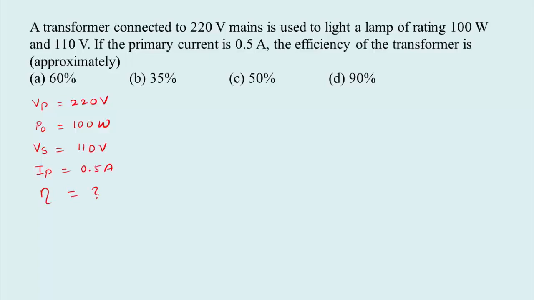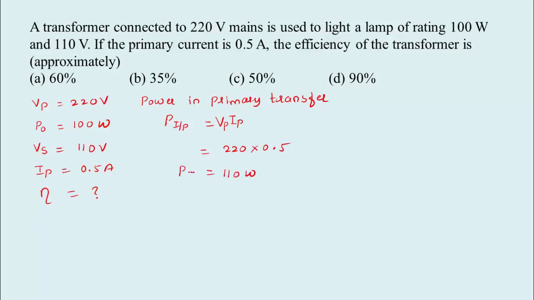So power in primary transformer, we can write it as, see here, power in primary transformer. Primary transformer means this is input power. So we can write input power P is equal to Vp into Ip, or Ip into Vp. So Vp Ip values are given, 220 into 0.5. So we will get 110 volt. This is input power, right? Similarly, we will get power in secondary transformer.